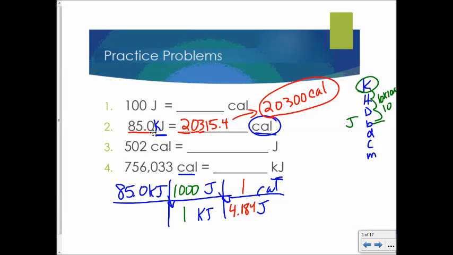So go ahead and try to set up number 4 this time on your own real quick. It is going to take you 2 steps. It's calories to what? It is calories to kilojoules, but what's the first step going to be? Calories to joules, and then joules to kilojoules. So just try that real quick. Set it up.